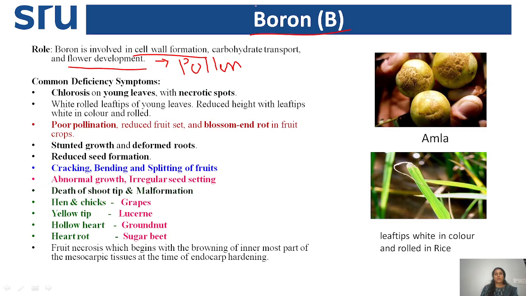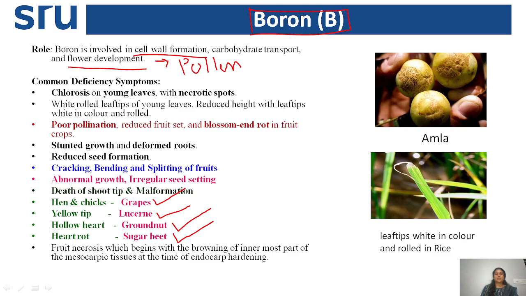The plant requires boron, and boron is also an immobile nutrient. That's why if boron is deficient, the plant will suffer more. So these are the highly specific deficiency symptoms: hen and chick disease in grapes, yellow tip of lucerne, hollow heart of groundnut, and heart rot of sugar beet. So these are the highly specific symptoms of boron.